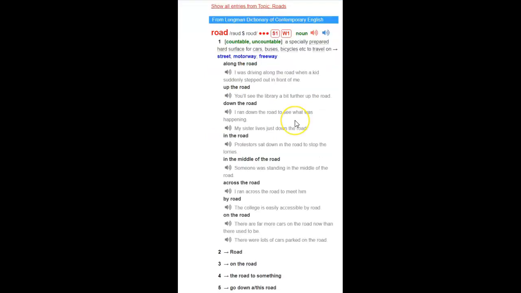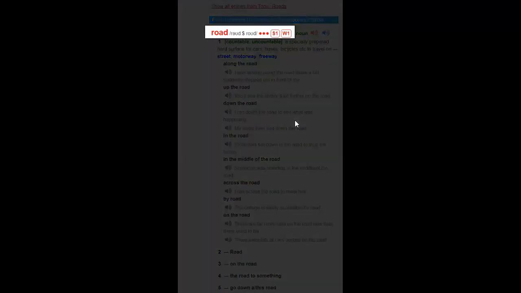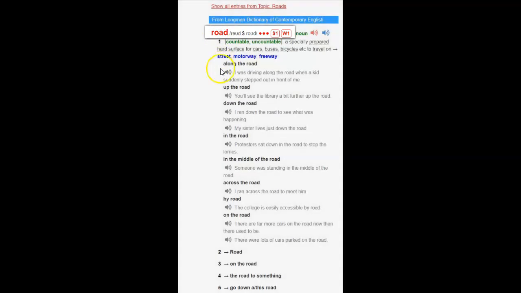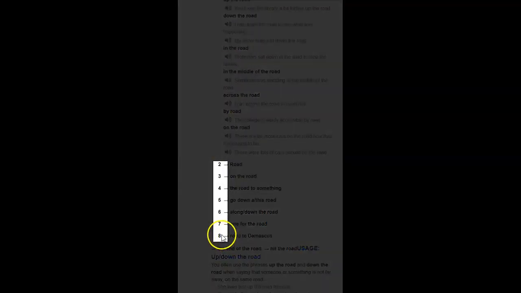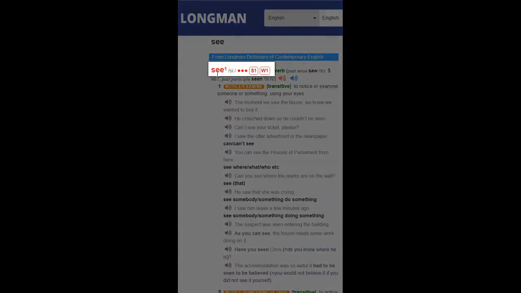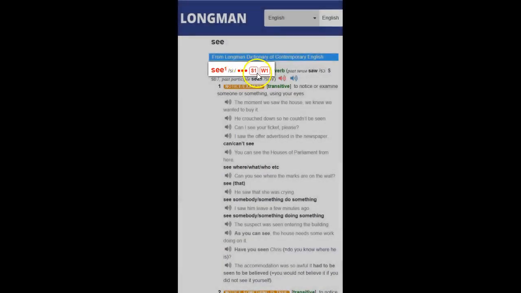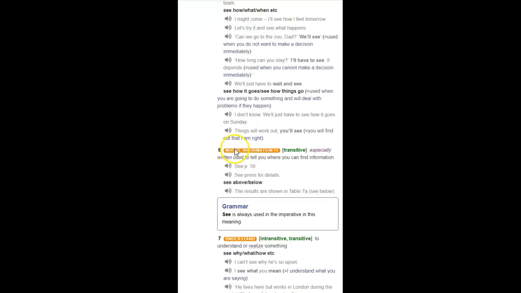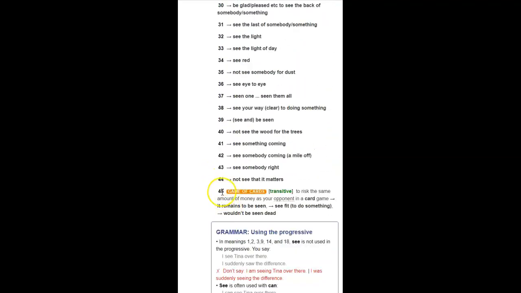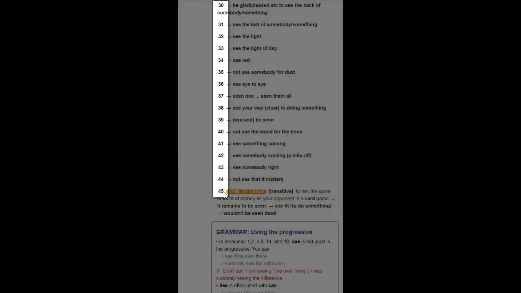Most words in English have a lot of meanings, and the more frequent the word is, usually the more meanings it would have. For example, the word road. See, that all of you probably know. It's one of the most frequent words, three dots, 1000 spoken, 1000 written. So how many meanings do you think it has? My guess would be it has more than 10 meanings. So let's see. You see 45 different meanings of the word.